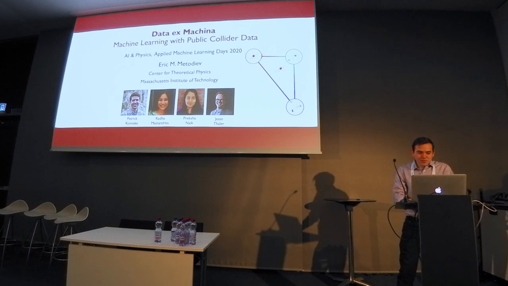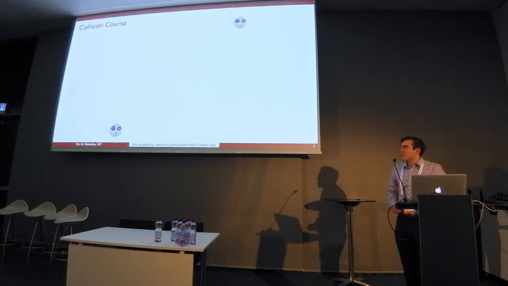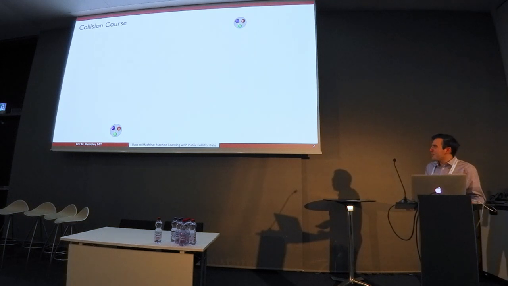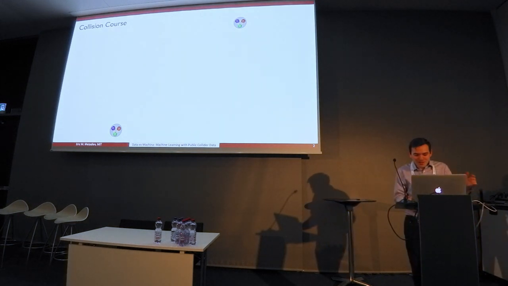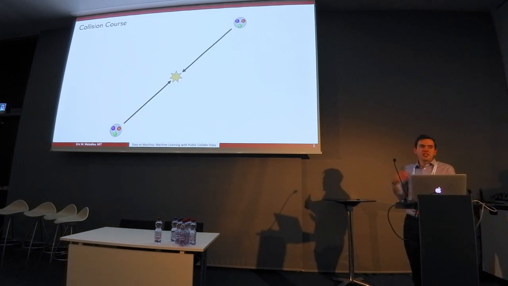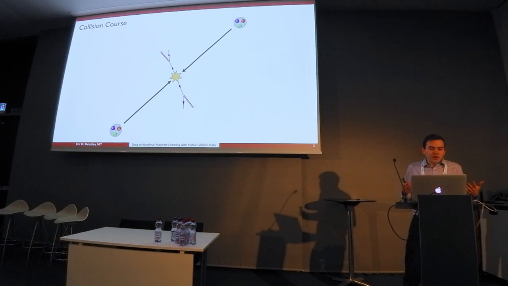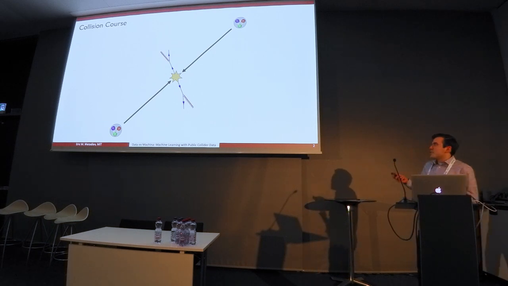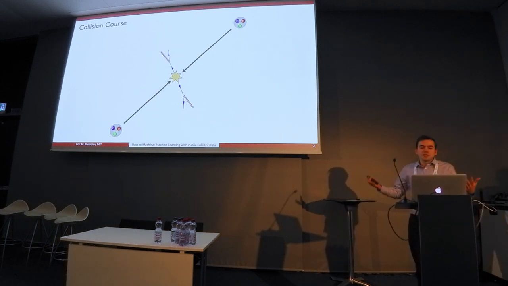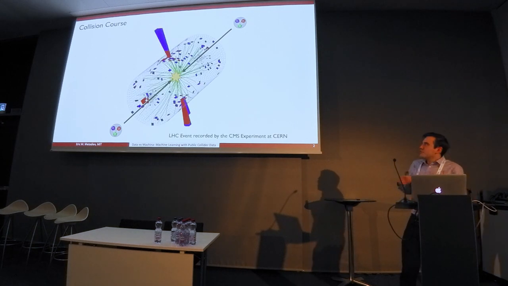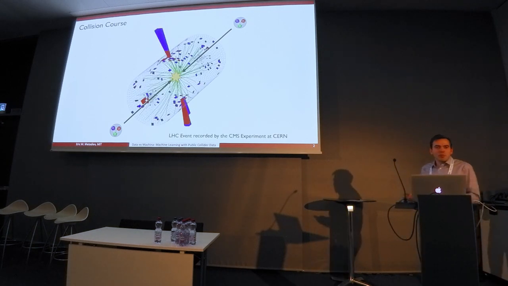So just a few kilometers away, there's the Large Hadron Collider. And what's going on there? Well, at a high level, take two protons. You send them on a collision course, smashing them together at really high energies. You hopefully produce some interesting particles. For example, here, some energetic quarks, which then radiate some gluons. And then you try and detect as much as you can about what comes out of that collision.